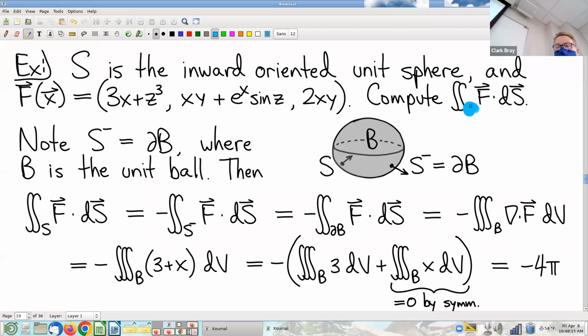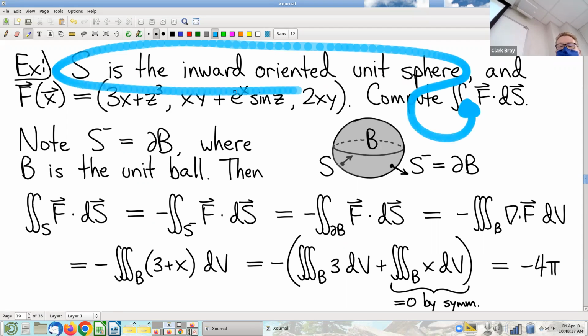We've got a surface here, and there it is. It's the unit sphere. Is the unit sphere a boundary? Yeah, it is. That sphere is the boundary of the ball that's inside of it.